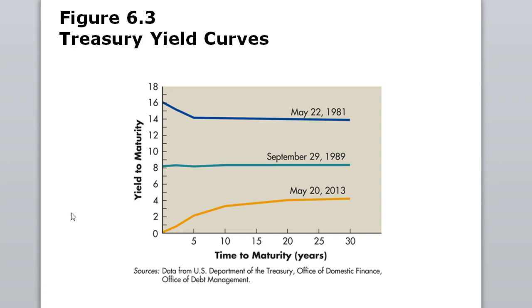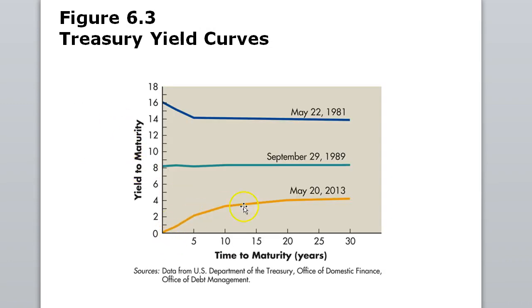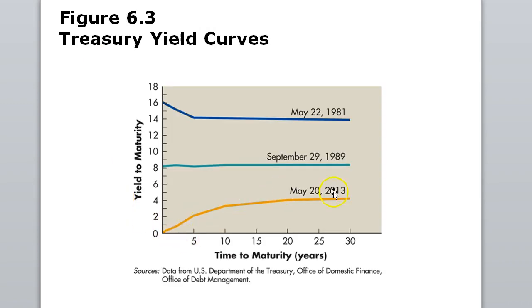Okay, so here are three different yield curves that we can look at. We have a downward sloping yield curve, a flat yield curve, and an upward sloping yield curve. The upward sloping yield curve is what we like to see and what we expect. I guess we'd say this would be the normal. So we have normal, inverted, and flat.